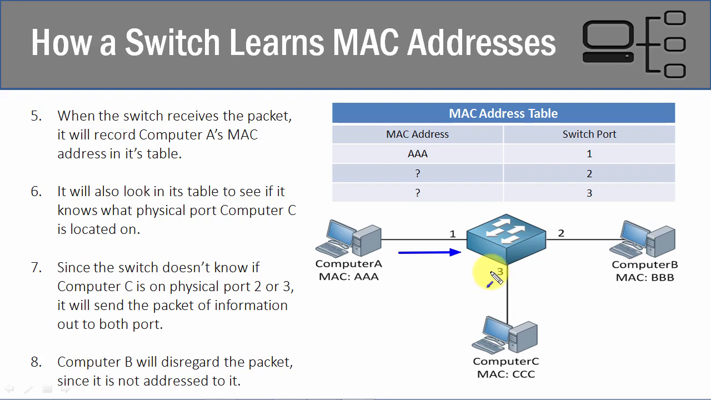So it's going to send a request out to port 3 and port 2, and it's going to say, hey, I have a packet of information for destination MAC address CCC. If you are this computer, respond and let me know. Well, computer B on port 2 is going to say, I am not that computer. My MAC address is BBB, so I don't need to respond. So it's just going to go ahead and disregard that packet of information. It's not going to respond to the switch.